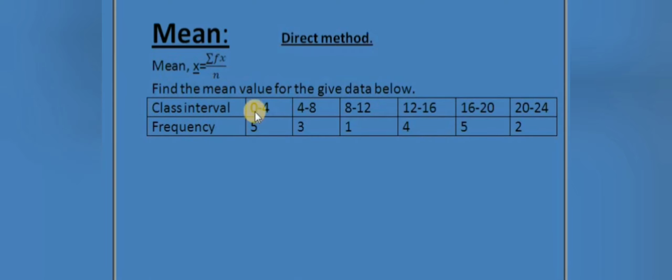Here is class interval, frequency. Class interval 0 to 4, 5. 5 means it is frequency. 4 to 8, 3. 8 to 12, 1. 12 to 16, 4. 16 to 20, 5. And last 20 to 24 is 2. These are the given data.